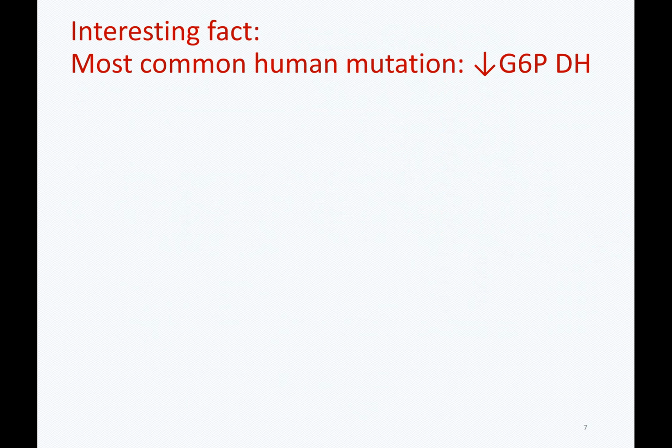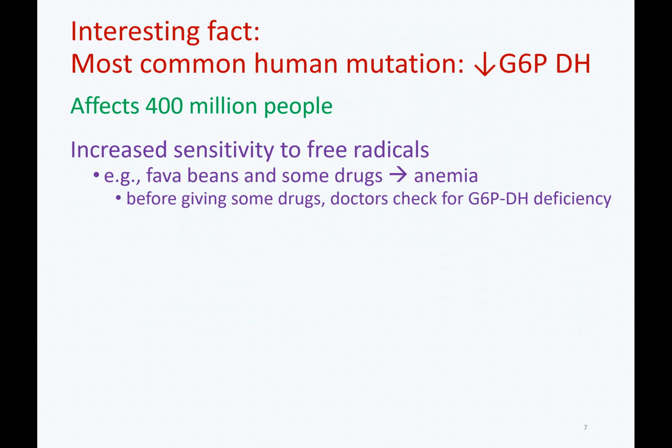An interesting side fact is the most common human mutation is in the G6P dehydrogenase gene, causing a decrease in the levels of G6P dehydrogenase. It affects about 400 million people, giving them increased sensitivity to free radicals. For example, fava beans and some drugs can lead to anemia. And often for certain drugs, a doctor will check your G6P dehydrogenase to see if you have a deficiency before prescribing them.